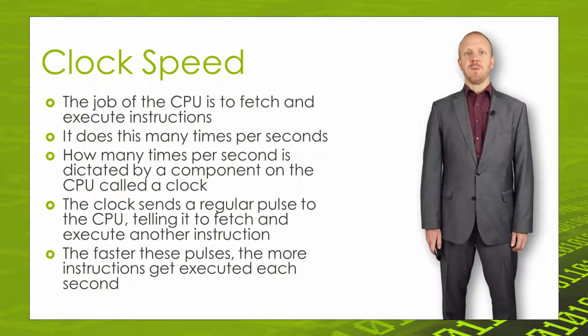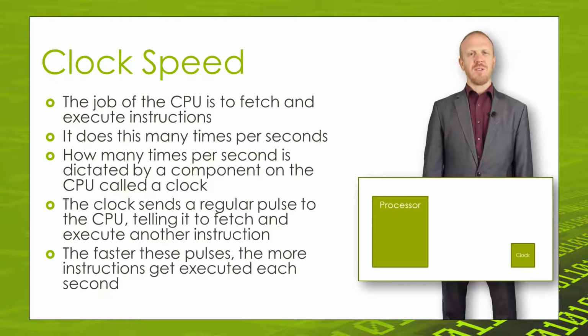The job of the CPU is to fetch and execute instructions, we know that. It does this many times per second, billions of times per second in modern CPUs. But how many times per second is dictated by a component on the CPU called a clock. A clock is a very simple component. All it does is send a regular pulse to the CPU, telling it to fetch and execute another instruction.